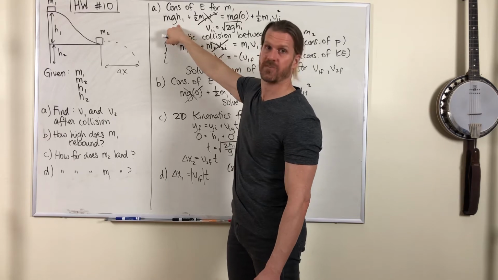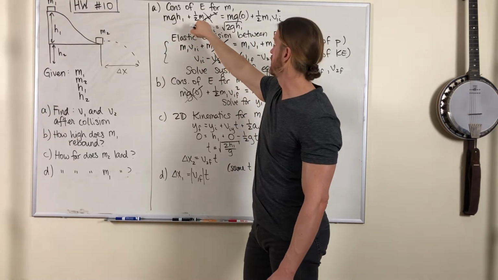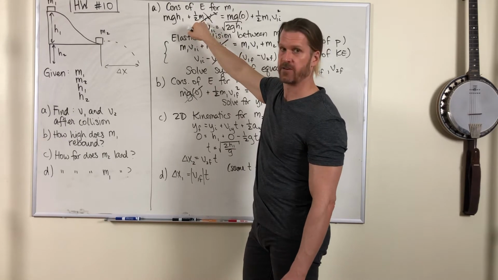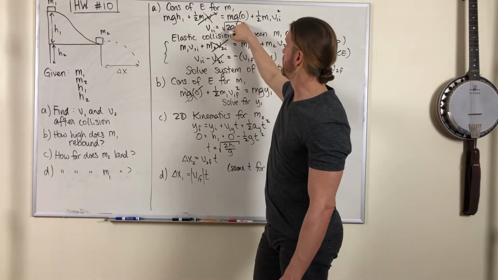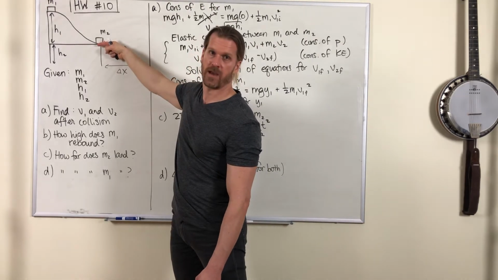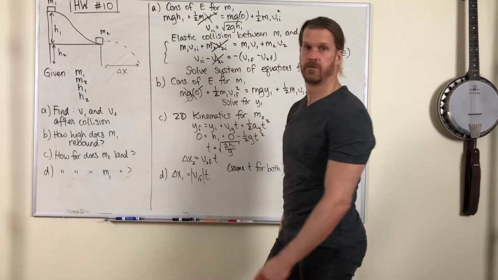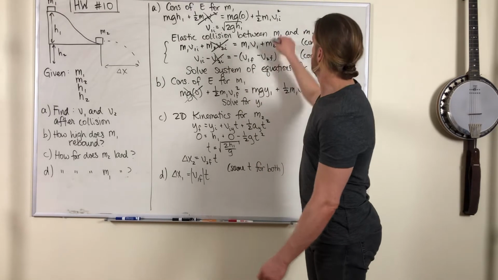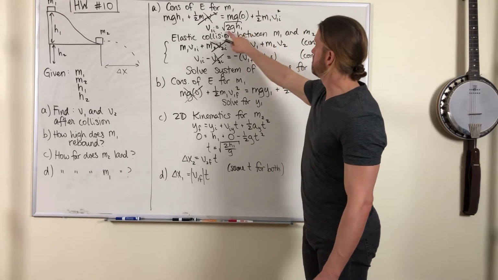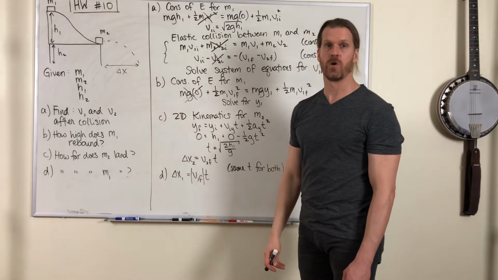There's its initial potential energy. Its initial kinetic energy is 0. Its final potential energy, we'll call that 0. Let's say that 0 height is at the table. And there's the final kinetic energy. We're going to solve for this thing. And there's the speed of block 1.